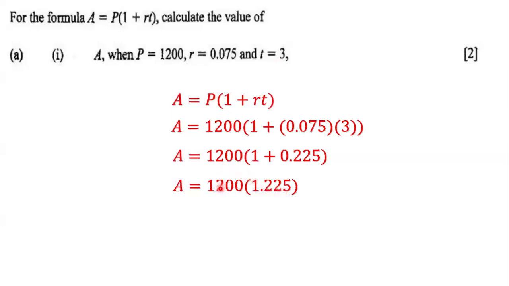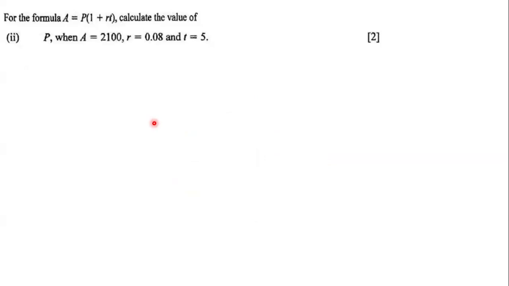And then we multiply 1,200 by 1.225. And when we multiply them, we get 1,470. So A is equal to 1,470.